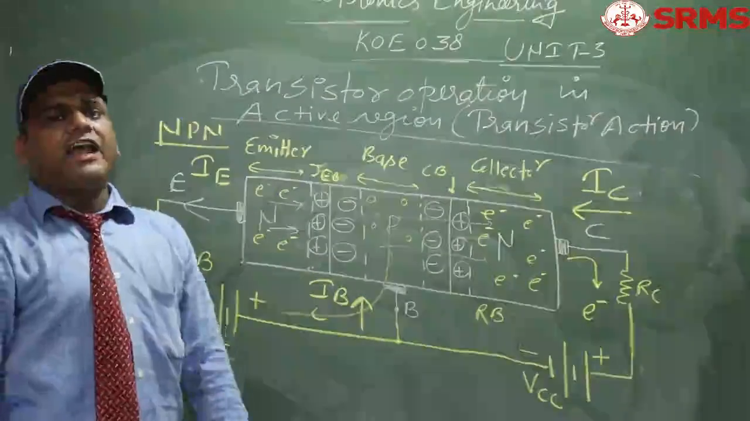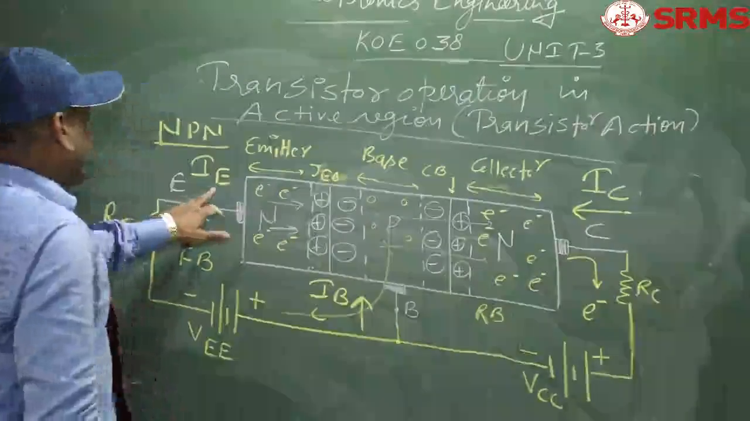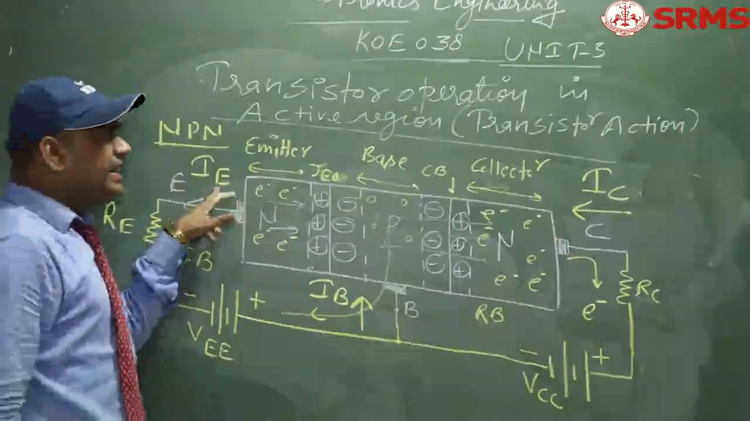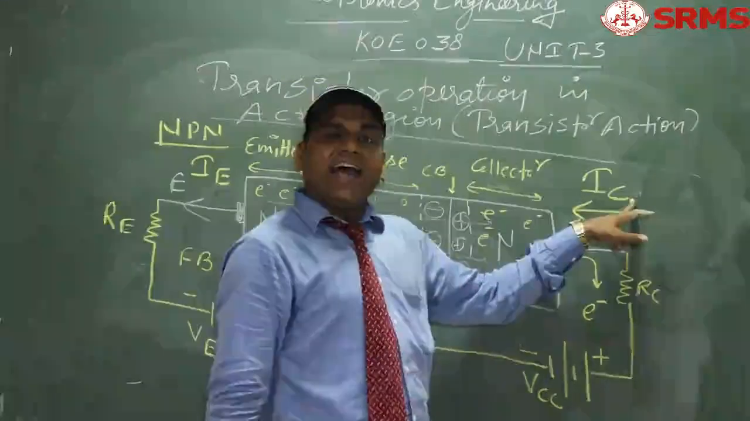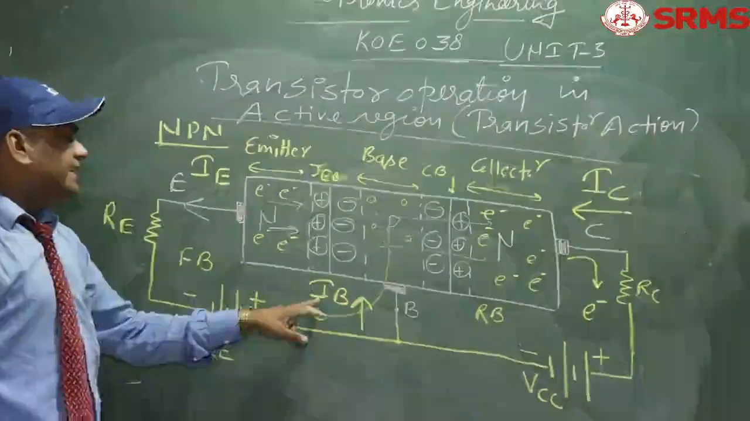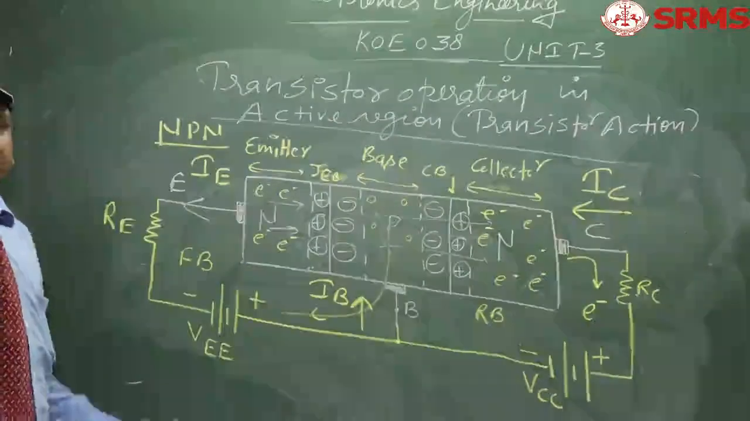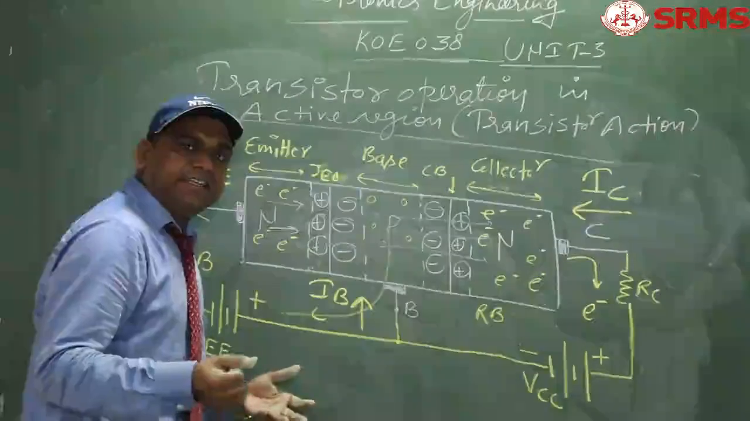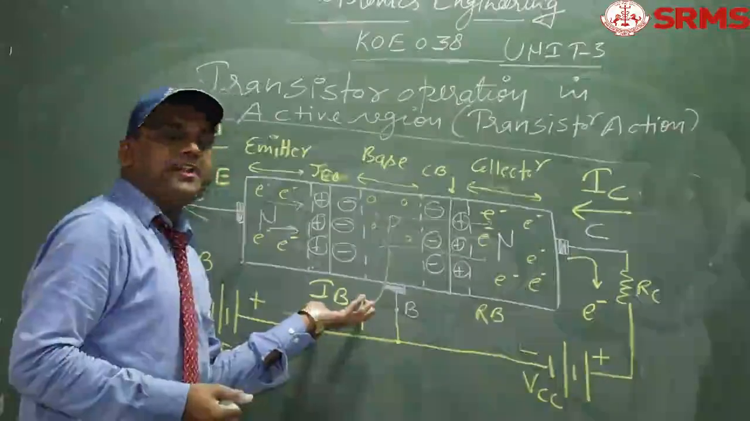So in the transistor, we have three currents. The first current is IE, the emitter current. The second main current is the collector current, IC, and the third main current is IB, which is known as the base current. Is that clear? It is a very simple concept.